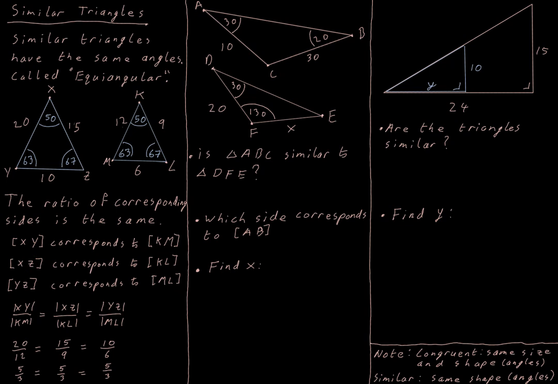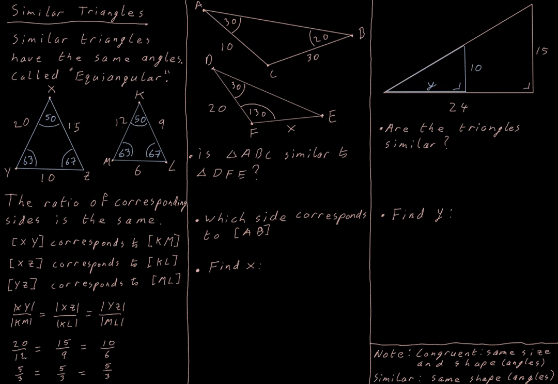And likewise for the other sides that we have. So YZ is across from the angle 50 and ML is across from the angle 50 as well. So the ratios of these corresponding sides are the same. So this is written out in the abstract here. The side length XY divided by the side length KM. So the ratio, the division of the two corresponding sides would be the same in each case. Well, let's work this out numerically and see is it true.